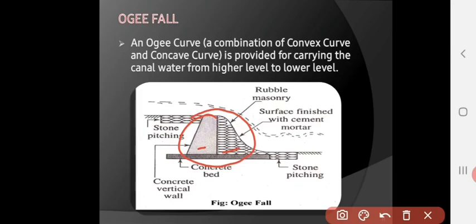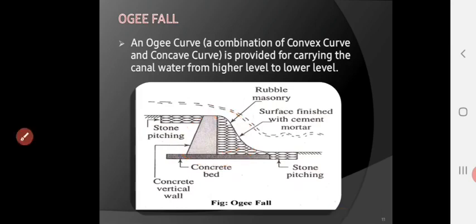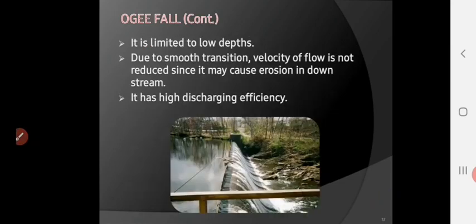Now, for the protection of this concrete floor, stone pitching is done at the downstream end and the concrete floor is extended a little length at the upstream side, right? So this is the typical cross section of ogee fall. It is limited to lower depth.